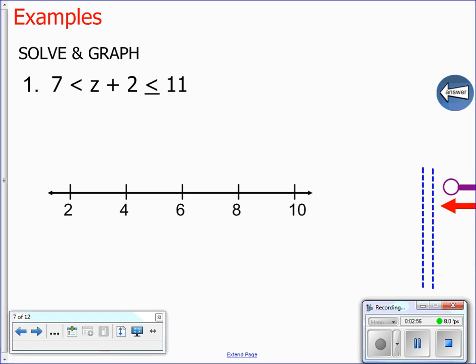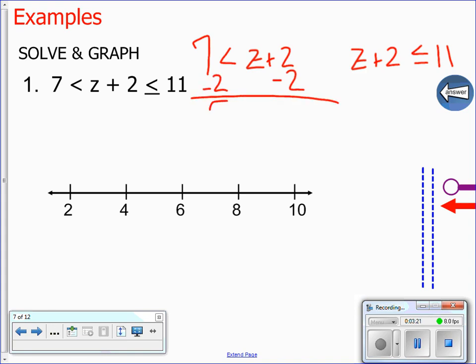This one is an and statement because the variable is between the inequalities. So for me, the easiest way to do this is first break it apart. So 7 is less than z plus 2. That's one inequality. And the other one is z plus 2 is less than or equal to 11. So I'll solve both of them, subtract 2 from both sides. And we get 5 is less than z. So z is greater than 5. We subtract 2 over here, and we get z is less than or equal to 9.